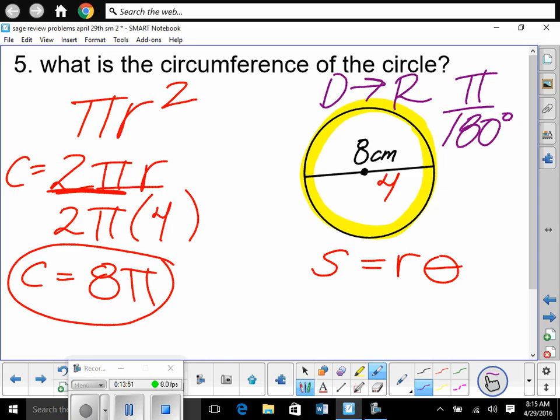So if this theta is 360 degrees, and we want to switch to radians, you do 360 degrees times pi over 180, right? Let's simplify that. What's 360 over 180? 2. So do you see where the 2 pi comes from? Yeah, great question, Tyler. Okay.